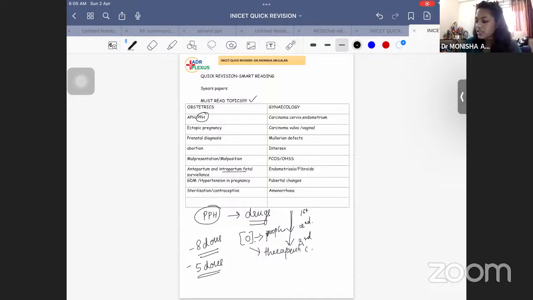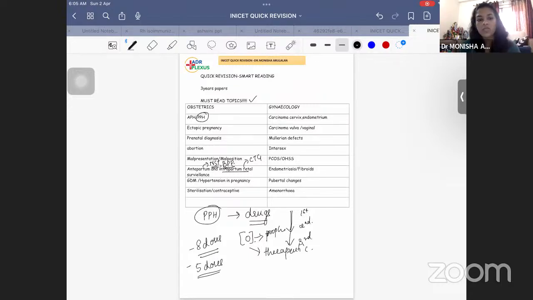Intrapartum, you have to know about the CTG. Antepartum, it is obviously the NST. Another one is the biophysical profile. These 2 topics are very, very important. And GDM and hypertension, as already told, you have to know in and out.